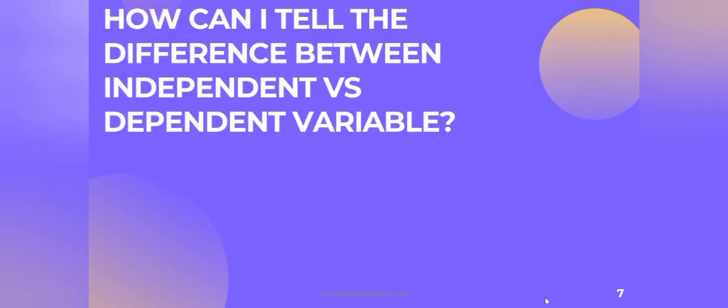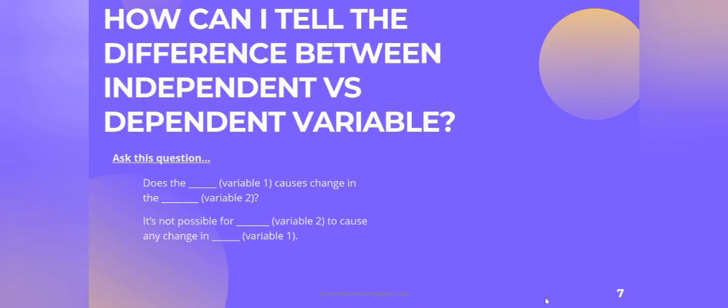So you may be asking, how can I tell the difference between an independent versus a dependent variable? Well, you can ask these questions to help you identify the IV versus the DV. You can ask the question of, does variable 1 cause change in variable 2? And it cannot be possible for variable 2 to cause any change in variable 1. So variable 1 should be the independent variable and variable 2 should be the dependent variable.